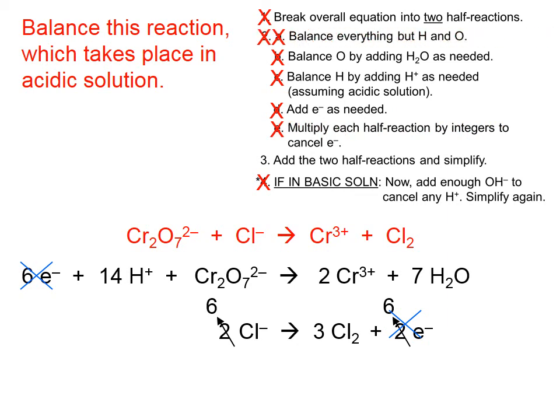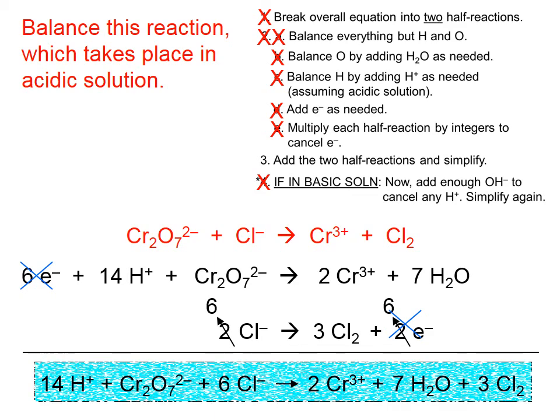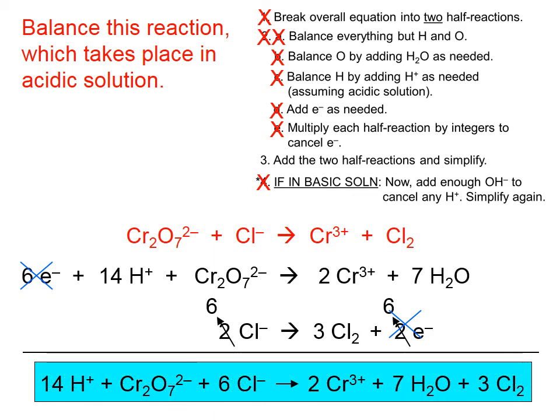Now let's go to step 3, add the 2 half reactions and simplify. So here we go. I'm going to bring my 14 hydrogen ions down. I'm going to bring my dichromate down. I'm going to bring my 6 chlorides down. And on the product side, we're going to bring our 2 chromium 3s down, our 7 waters, and our 3 chlorines, and we're done.